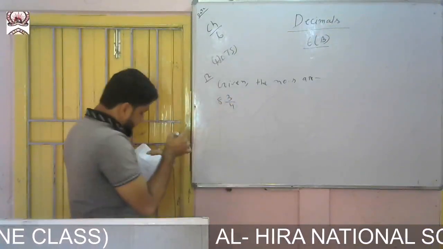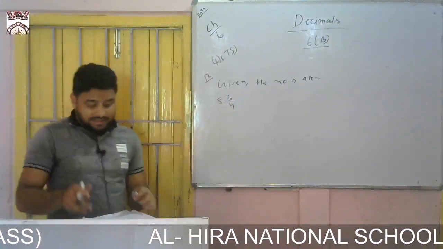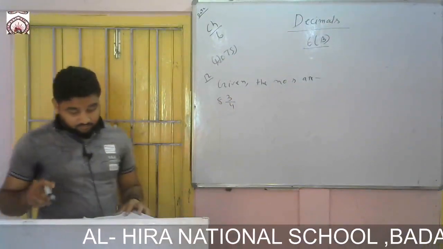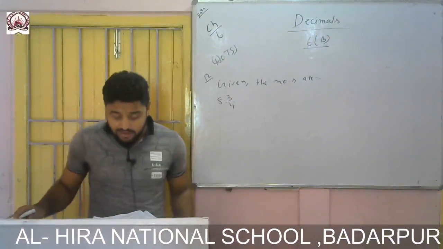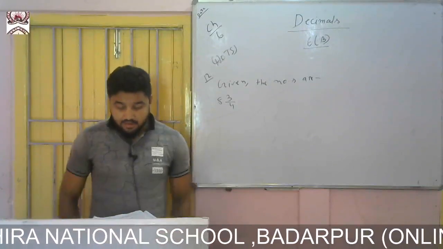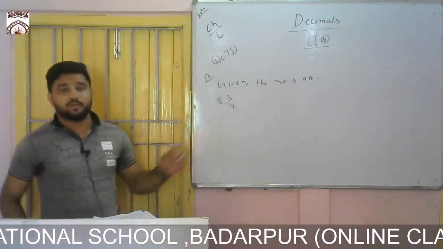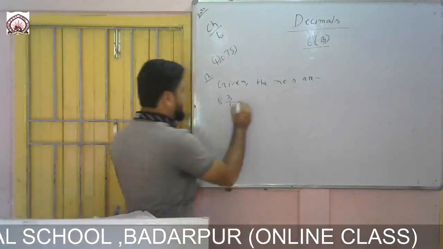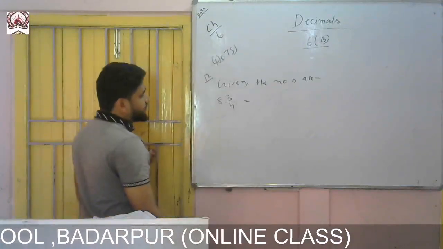First you see the rest of the numbers are in decimal point. So I need to convert this one into decimal point. First I shall convert like this: 8 3/4.